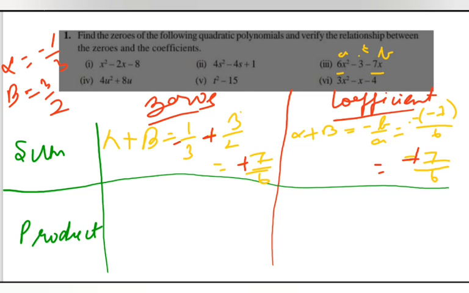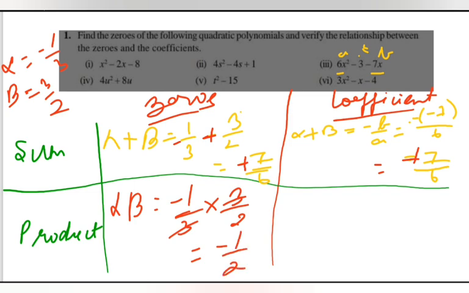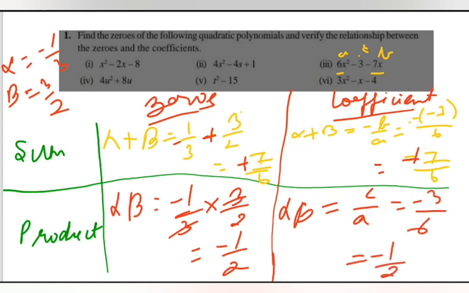Now let's go to product. Alpha into beta equals minus 1 by 3 into 3 by 2. If you do that, 3 cancels, and that will be equal to minus 1 by 2. So this is your product for zeros. If you take for coefficients, the formula is c by a. Here c is minus 3 and a is 6. That will be equal to minus 1 by 2. So hence satisfied.